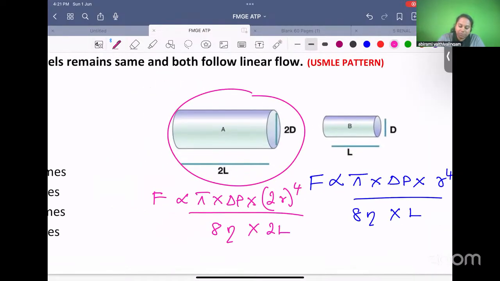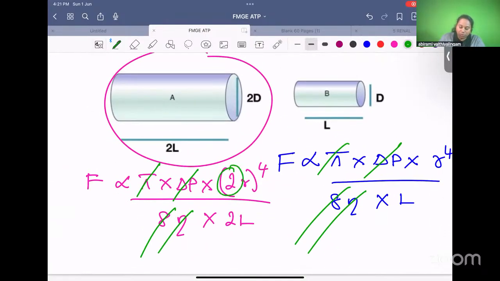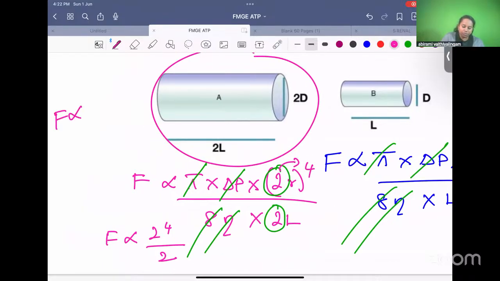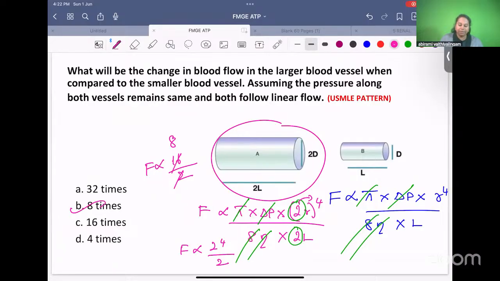So what is the difference between both? Pi is the same, it will cancel. Delta P is same. 8 and 8 is same. Viscosity is same. So what is the difference here? This 2 in the numerator and this 2 in the denominator. So we have flow directly proportional to 2 to the power of 4 in the numerator and a 2 in the denominator. All others are the same. 2 to the power of 4 is 16, so 16 divided by 2, which is 8 times. So we get 8 times change in the flow.